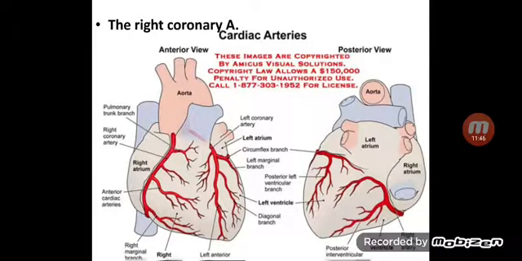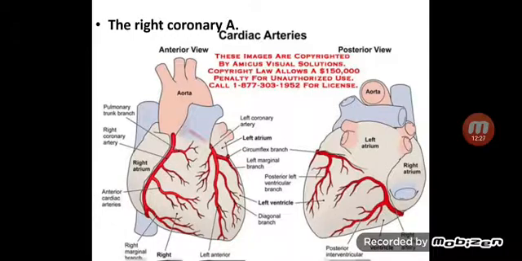Then posteriorly along the atrioventricular groove to make anastomosis with the left coronary artery in the posterior interventricular groove. It runs in the posterior interventricular groove as the posterior interventricular artery, meaning it makes anastomosis there. So it supplies the right atrium, right ventricle, part of the left atrium and left ventricle, in addition to the septum also. What are the branches of the right coronary artery?